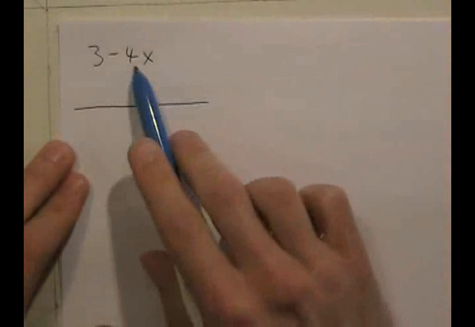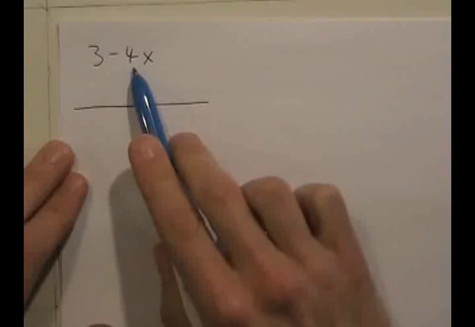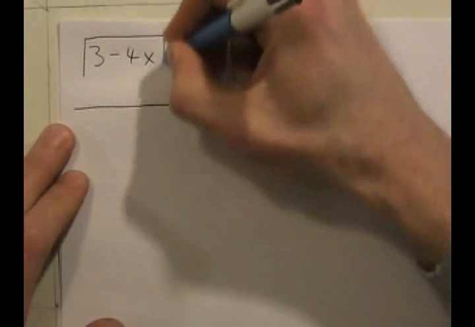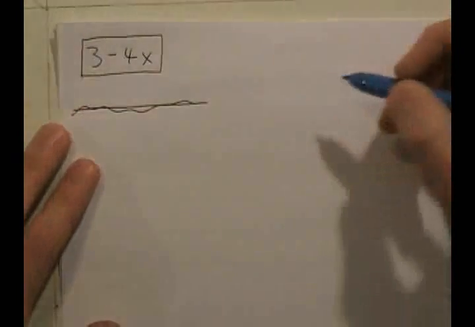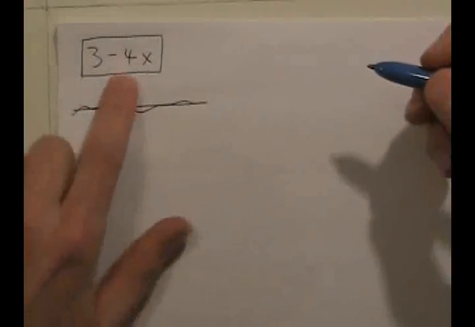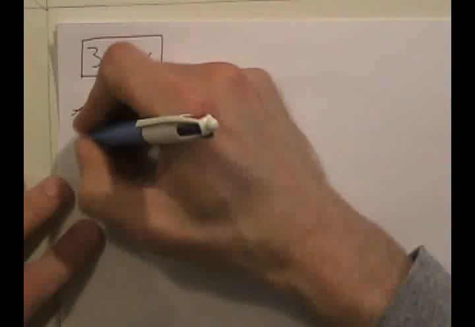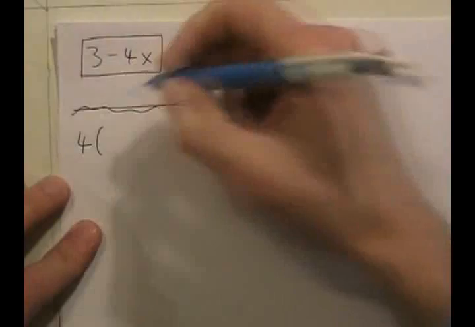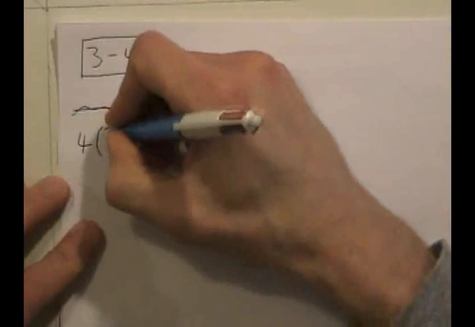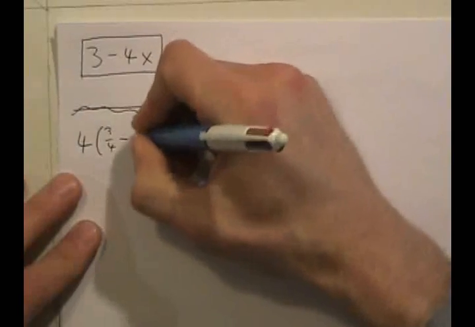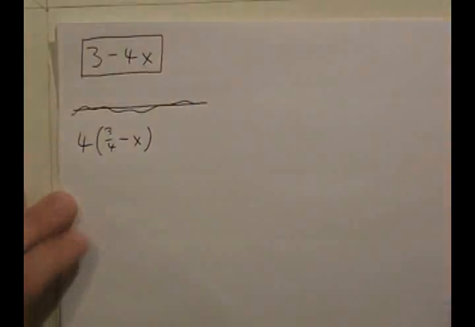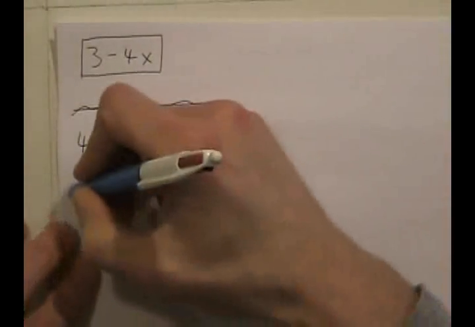So what I'm going to do is factor out. I'll do this in a couple different ways. But remember that this is the original expression that I'm starting with. Factor out a 4. If I factor a 4 out of this expression, what I wind up with is 4 times the quantity 3/4 minus x. And then I can proceed to make the sign chart from here.